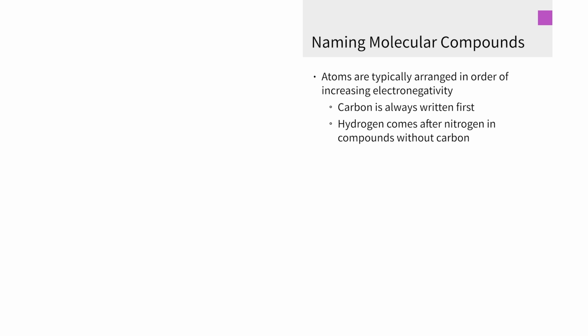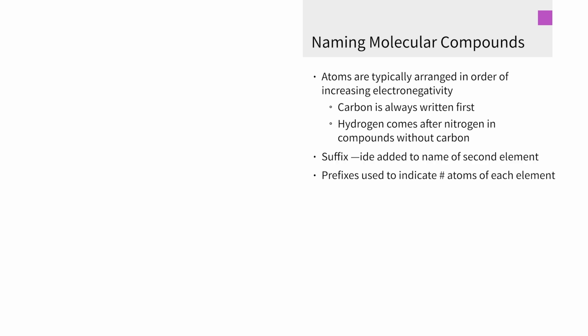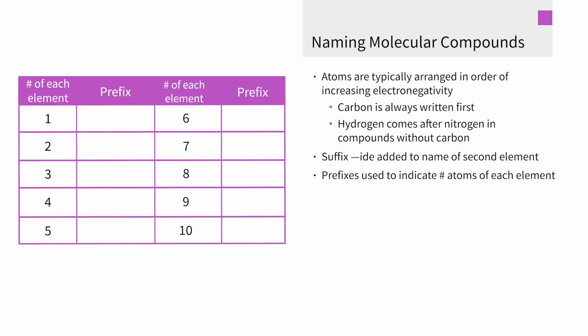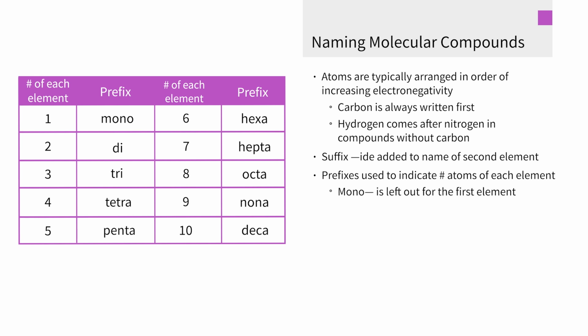The suffix "ide" is added to the end of the name of the second element, and prefixes are used to indicate how many atoms of each element are present. The prefixes are based on the Greek language, so you may have encountered them before in sciences. 1 is mono, 2 is di, 3 is tri, 4 is tetra, 5 is penta, and so on. There's just one catch. If there's only one atom of the first element, the mono prefix is left out. For example, CO is named carbon monoxide, not monocarbon monoxide.